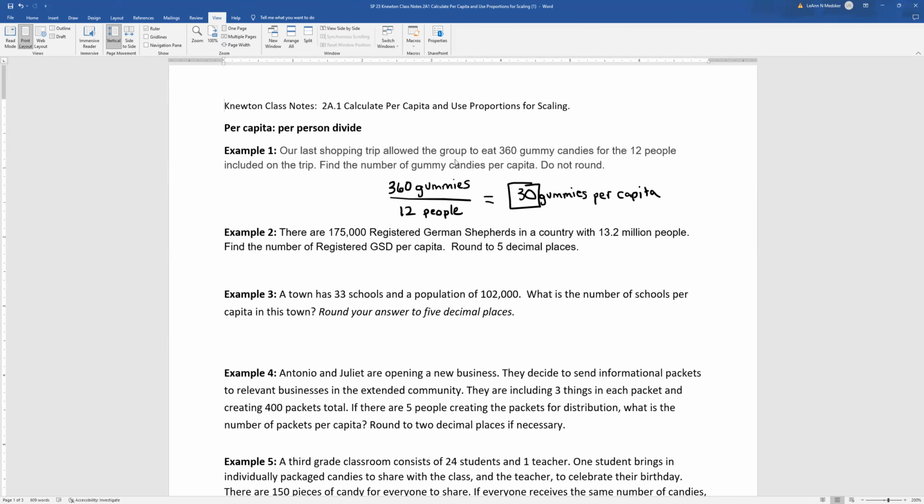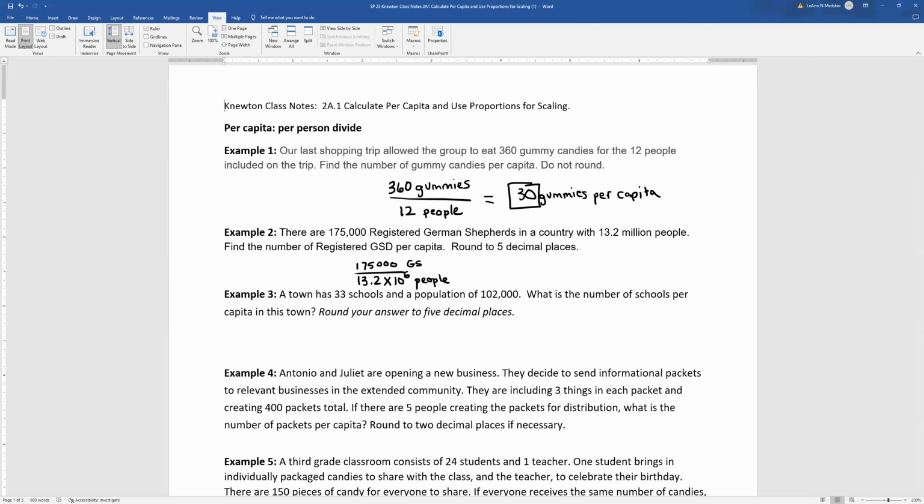There are 175,000 registered German Shepherds in a country with 13.2 million people. Find the number of registered German Shepherd dogs per capita. Okay, so registered German Shepherd dogs is 175,000. Country is 13.2 million. So we don't want to just put 13.2. We need that times 10 to the 6th for the million. So this is our German Shepherds. This is our people. This time we're going to round to 5 decimal places.